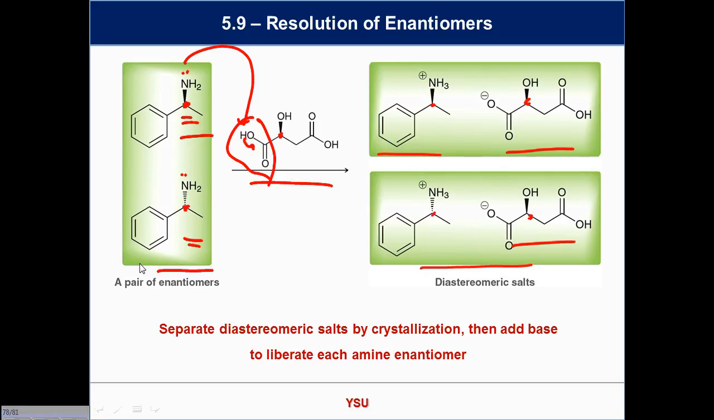And they're salts, so they're intimately combined, right? One matches the other, and you're going to be able to separate them. So the difference here is the stereochemistry at that carbon. The stereochemistry at this carbon is the same, therefore they are diastereomers. Therefore you can separate them by crystallization, and then we have pure material. But I don't want those compounds. I want my enantiomers back.